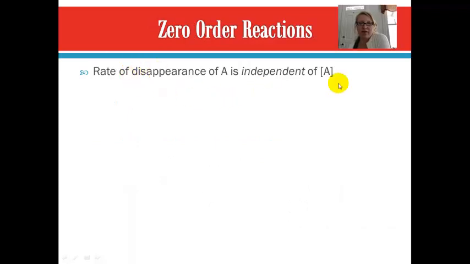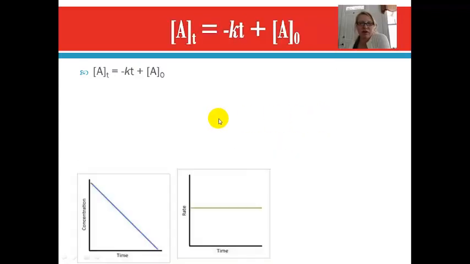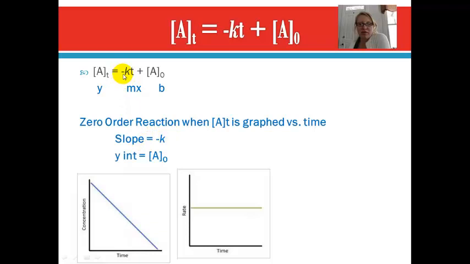And finally, if we have a zero order reaction, remember it doesn't matter how much reactant we add. Our integrated rate law is the concentration of A at any time is equal to negative kt plus the concentration of A at the initial time 0. So if we graph this one, again y will now be the concentration of A and x will be t. We will get a straight line, and the slope of that line will be equal to negative k, and the y-intercept will be the initial concentration of A.